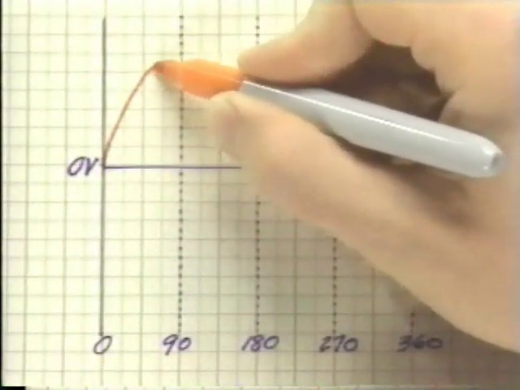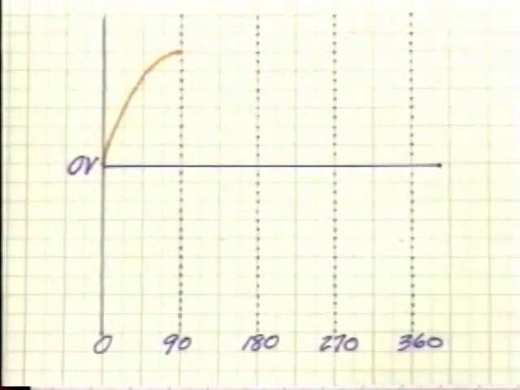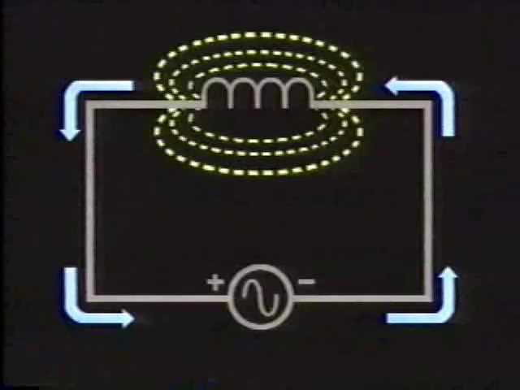During the first quarter cycle, the increasing voltage of the AC source produces an expanding electromagnetic field around the coil. This, in turn, induces a voltage within the coil of the same magnitude as the source voltage. Current flows through the circuit in the direction shown. During this first quarter cycle, the inductor is drawing energy from the source.